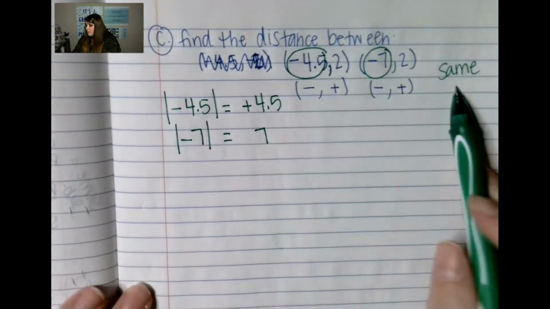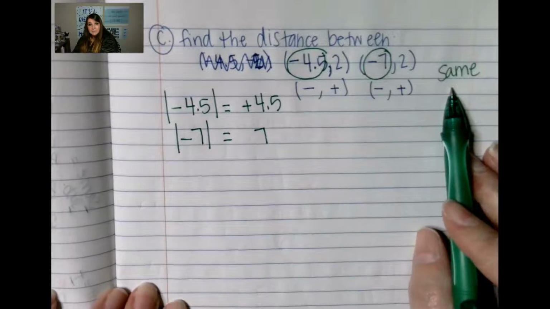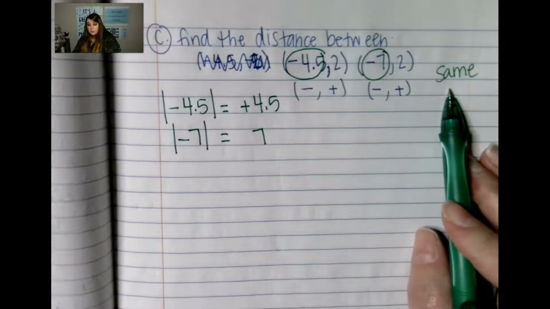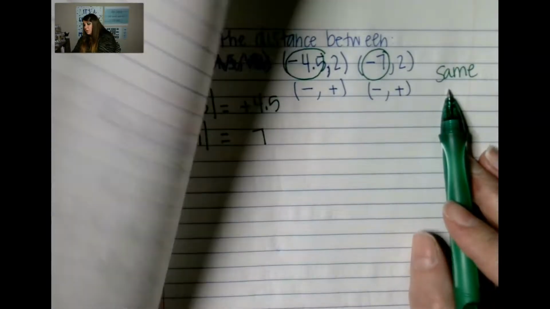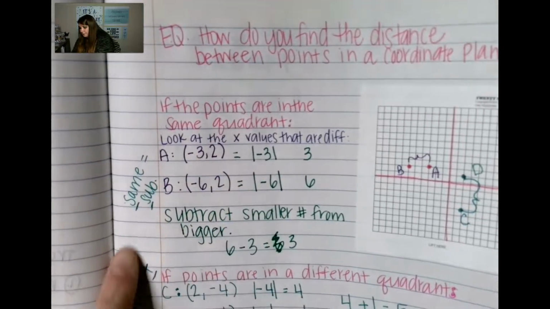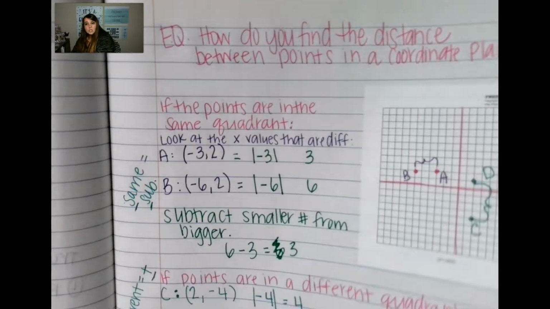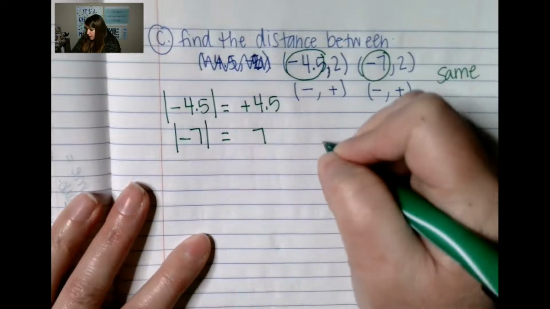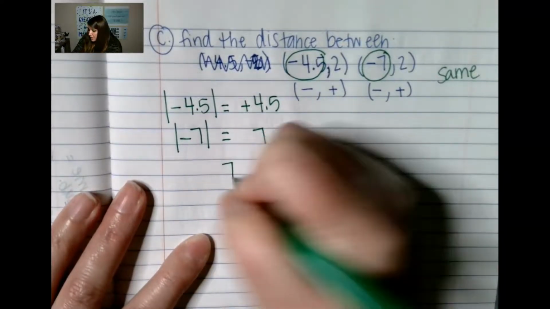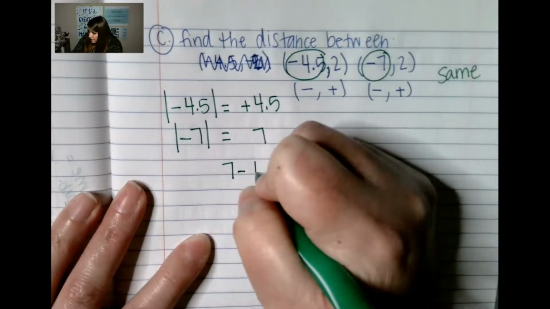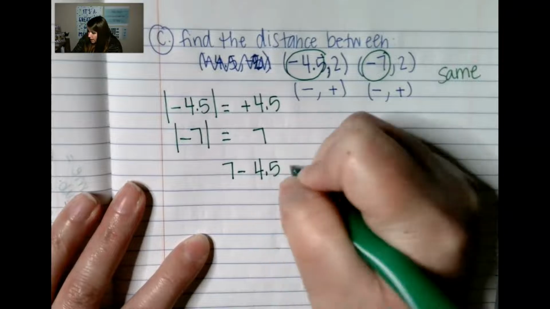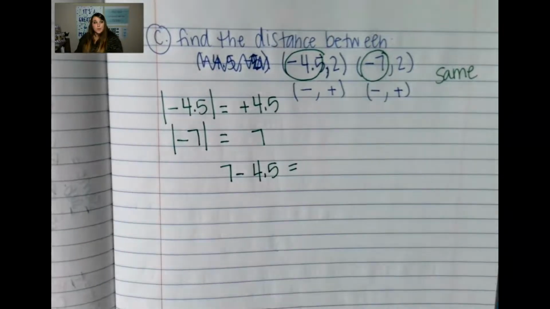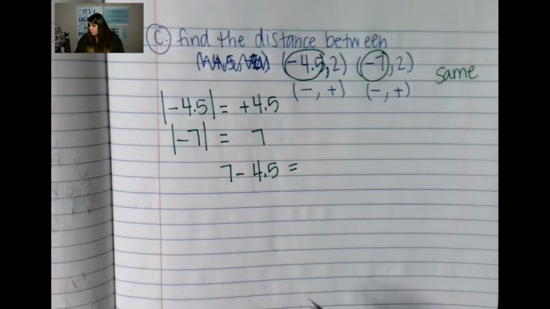So our job, if they're in the same quadrant, means subtraction. If we look back at our notes, we determined same quadrant means subtraction. So we're going to subtract, but we need the smaller number to come second. So really we're doing 7 minus 4.5. Okay, so we have a half number here.